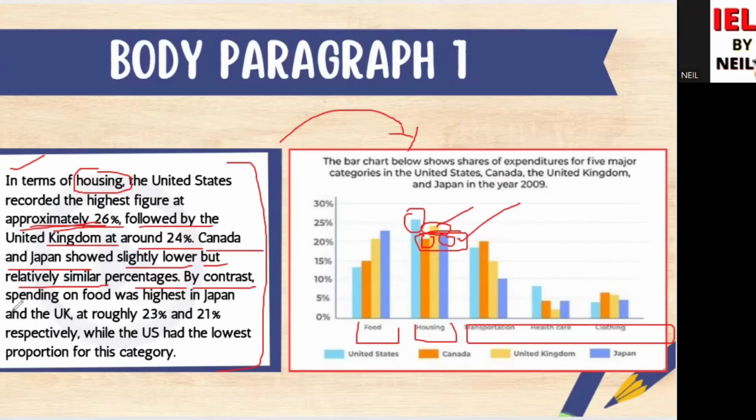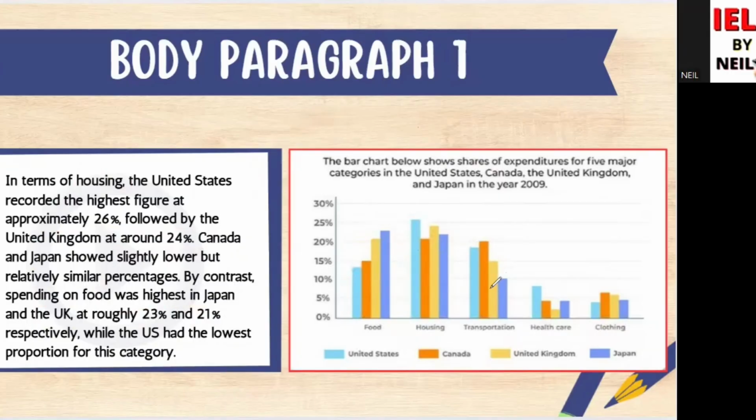Moving on, by contrast, spending on food was the highest in Japan and the UK. So food, Japan and UK, these two were the highest spenders, while the US had the lowest proportion in this category. So this is the lowest one. Okay. Now I did not mention Canada, which is totally okay because the data is a lot here. So even if we ignore some pieces of information, that's totally okay. But be careful that you don't ignore a complete category.